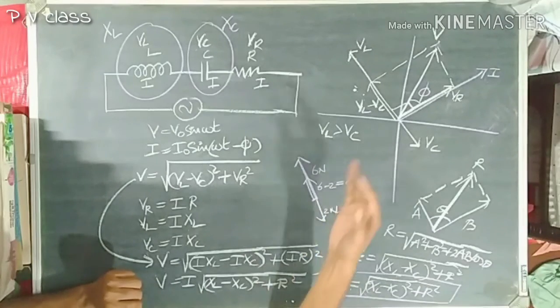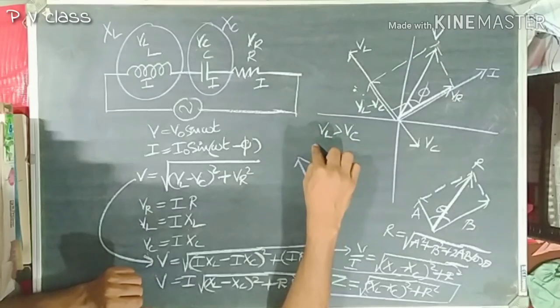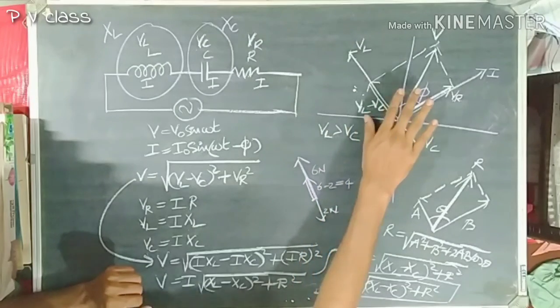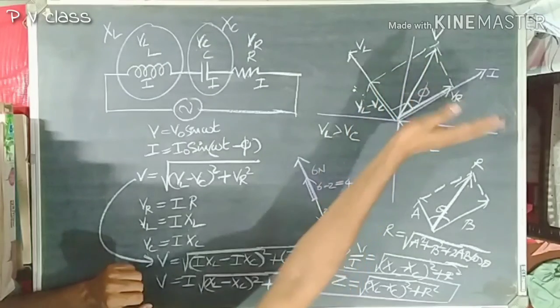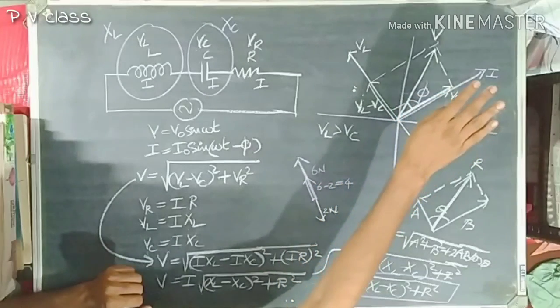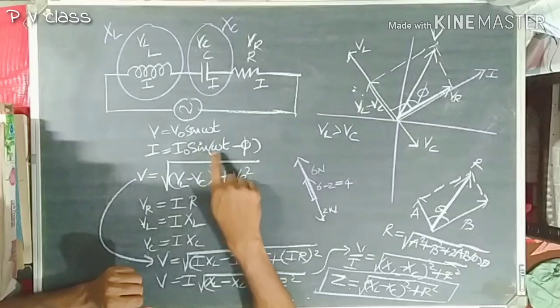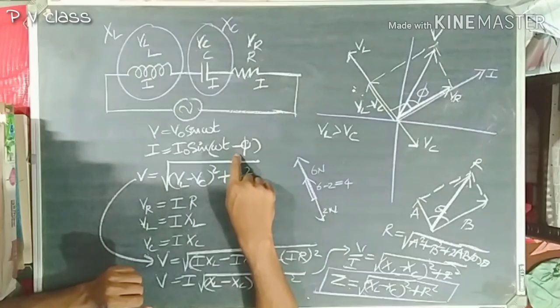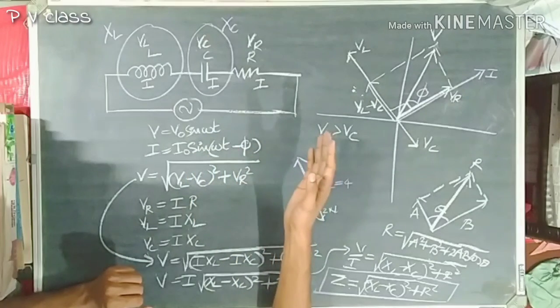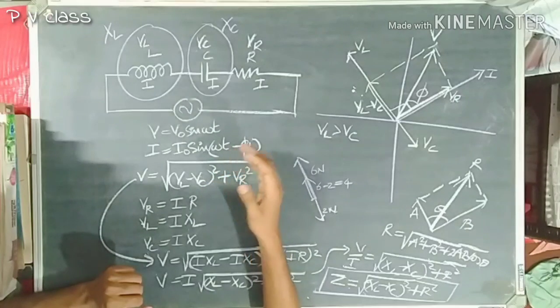And you have to remember that if VC is greater than VL, this won't be the phasor diagram. The voltage will be downwards and the current will lead. Therefore, it will become I is equal to I0 sin(omega t plus phi). That is, if VC is greater than VL, it will become plus phi, or the current will lead by an angle phi.